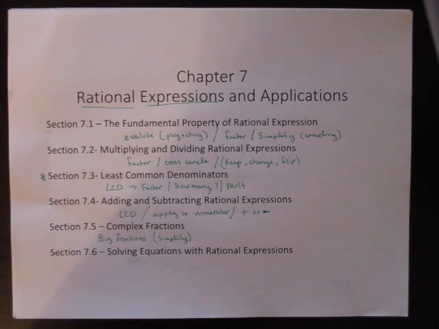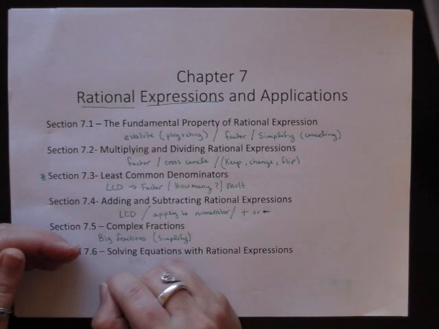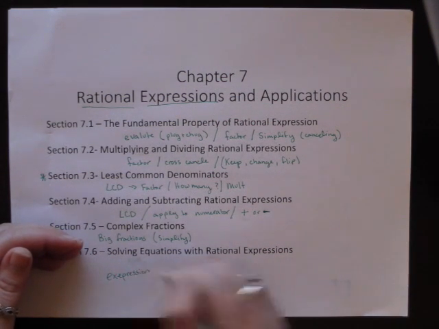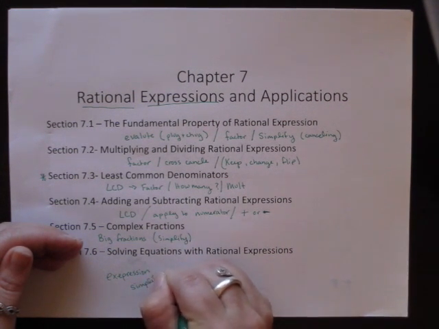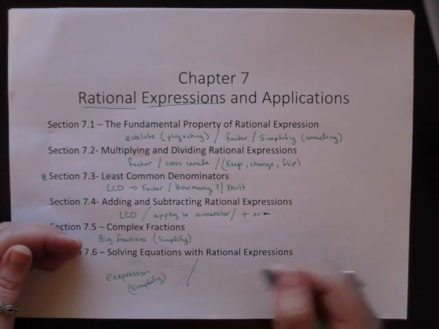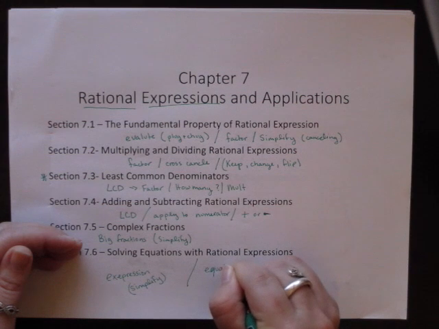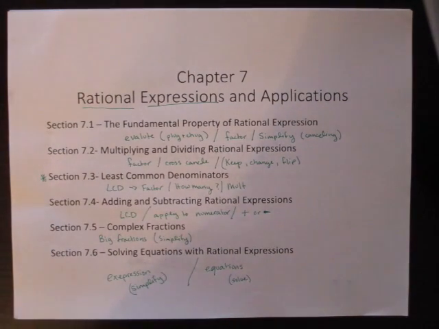In 7.6, we're going to be solving equations with rational expressions. So in 7.1 to 7.4, we're going to have expressions, and whenever we have an expression, all we have to do is simplify. That's what our directions are going to be. In 7.6, now we're going to see equations, and whenever you have equations, they're asking you to solve. So just like we did in 6.5, you're going to have to solve the equations.